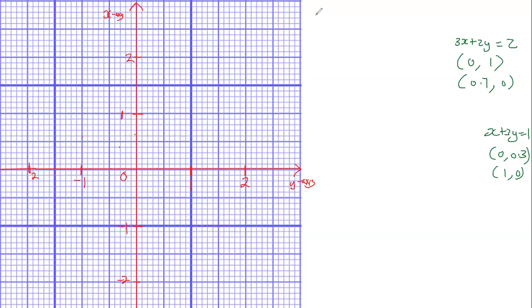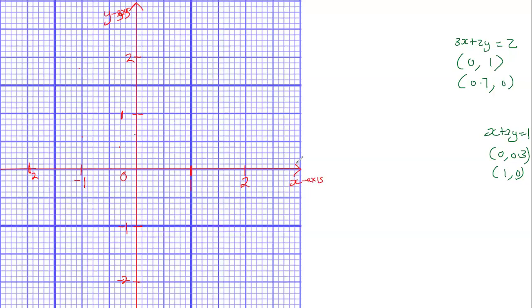Sash, do you have anything? Sash, let me know. Excuse me, sir, the markings of the axis. The x is supposed to be where the y-axis is, and then the y goes where the x is, as in the labeling. Oh, okay. Thank you. So this is the y-axis, and this is the x-axis.